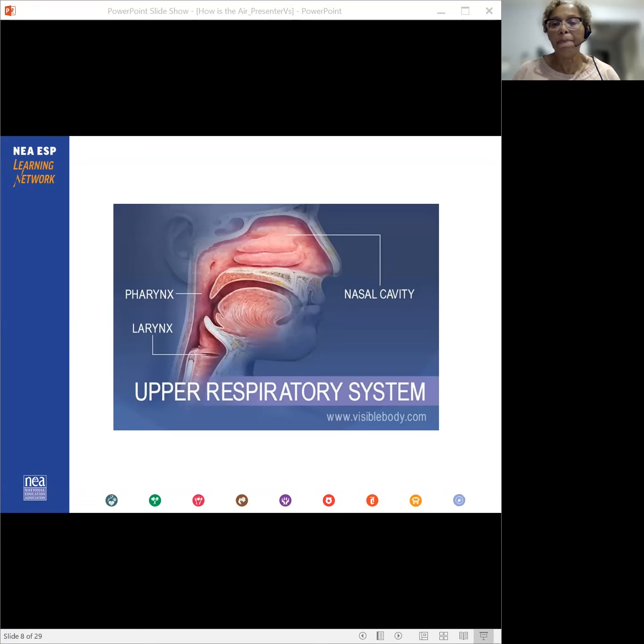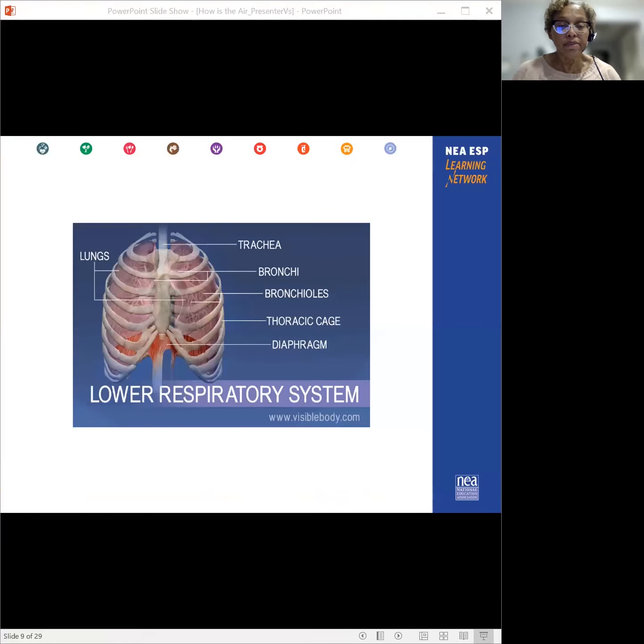Next slide, please. The lower respiratory tract's main job is to be the place for the exchange of oxygen and carbon dioxide. The lower respiratory system, or lower respiratory tract, consists of the trachea, the bronchi, the bronchioles, and inside of the lungs are the alveoli, where the actual exchange of oxygen and carbon dioxide takes place. These structures pull in the air from the upper respiratory system, absorb the oxygen, and release the carbon dioxide.